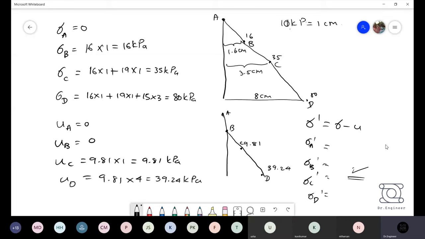So we have completed ABCD, all four parts, right? E part: compute the vertical stress sigma V and sigma V dash and sigma H and sigma H dash acting on the element located at point E. You may assume that the state is at rest, right? So I'll do that one.